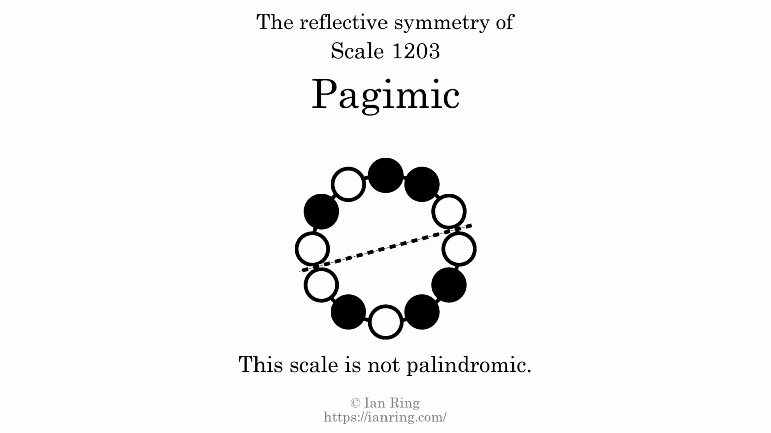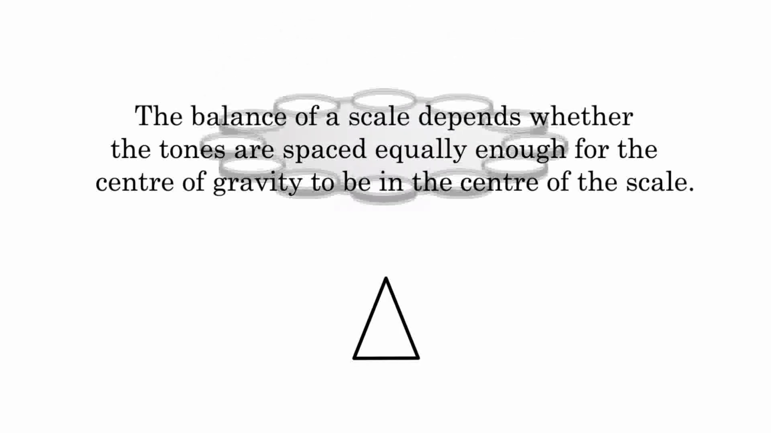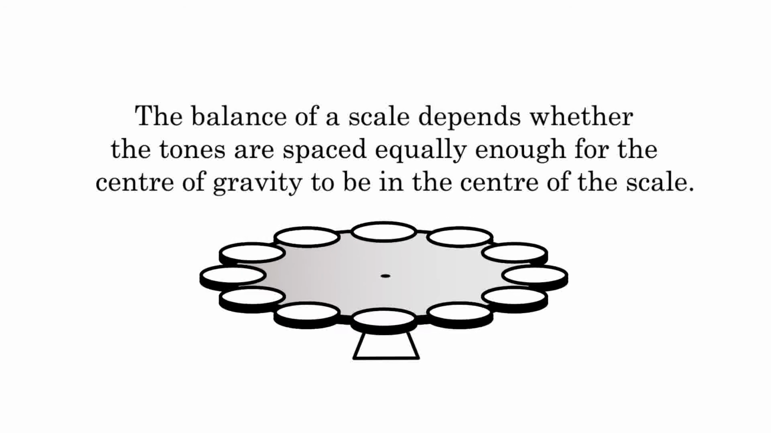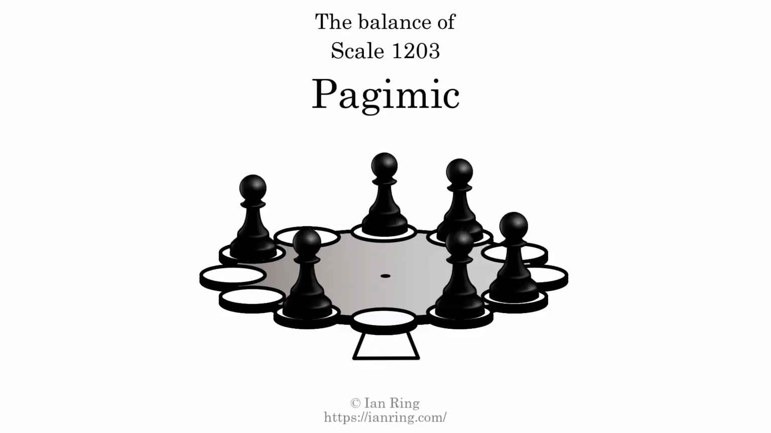This scale has reflective symmetry across an axis positioned 2.5 semitones from the root. This scale has a different pattern of intervals ascending and descending, so it is not palindromic. This scale has 1 ridge tone. Here, the balance of a scale depends whether the tones are spaced equally enough for the center of gravity to be in the center of the scale. This scale is not balanced.